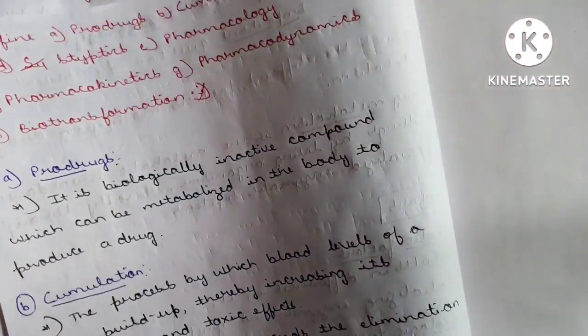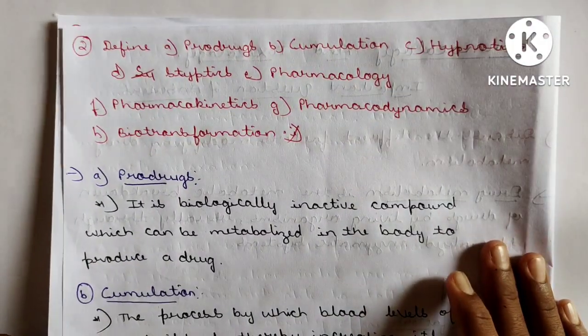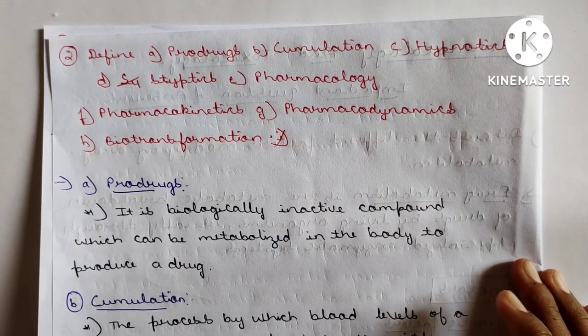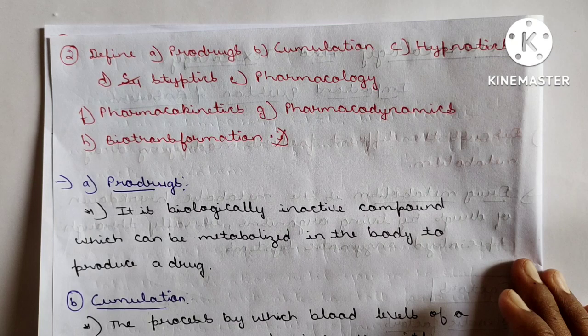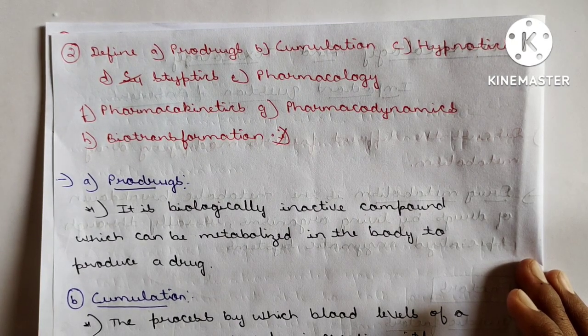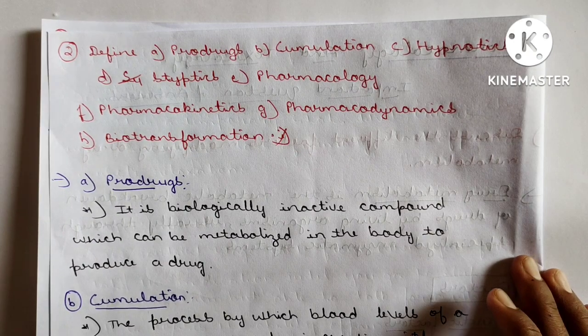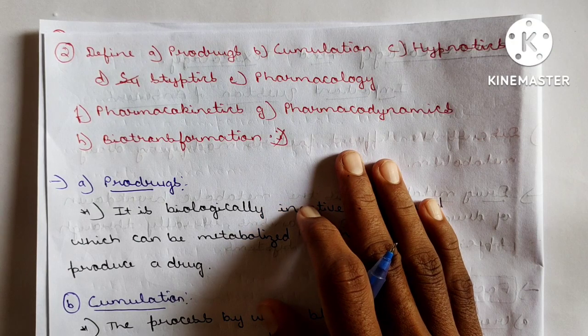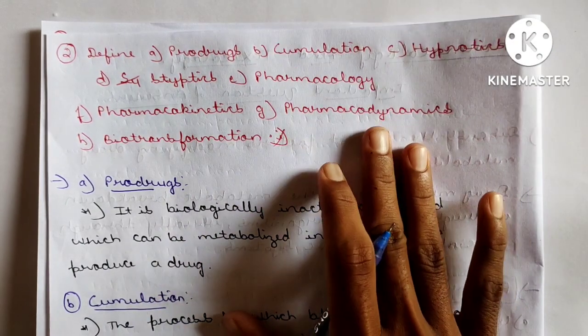Now let's discuss question number 2 with answer. Define prodrugs, cumulation, hypnotics, pharmacology, pharmacokinetics, pharmacodynamics, then biotransformation. Let's study one by one the definitions of these very important terms. Definitely, they will ask you these for 4 marks in your examination.